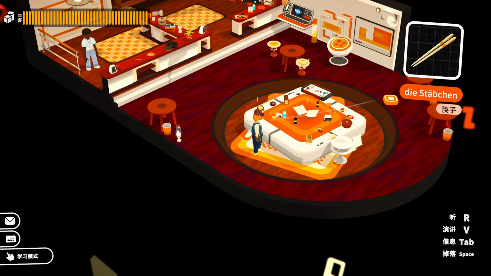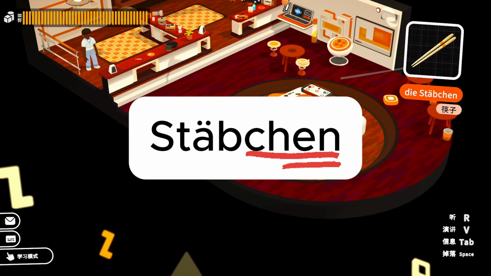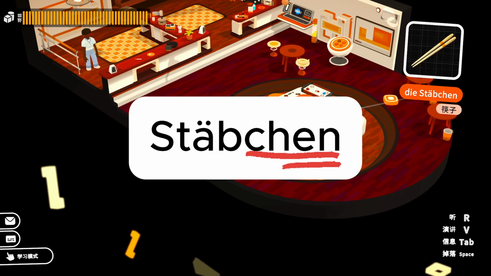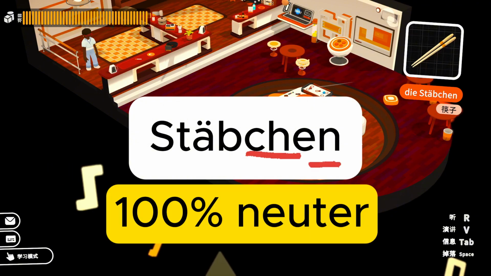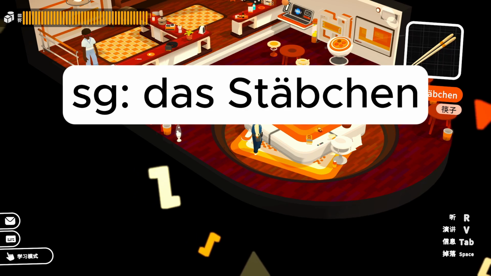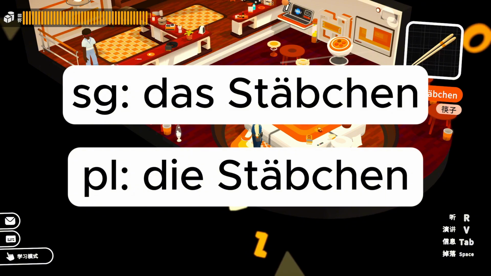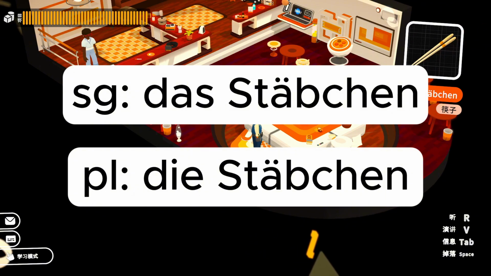Now let's talk about the second problem here. The second problem is mixing singular with plural. So Stäbchen actually has a suffix, which is chen. This suffix has a reliability of 100% to indicate gender neuter. So usually it's das Stäbchen. Why we see die Stäbchen here is because the singular form of Stäbchen and the plural form of Stäbchen are the same. And that's why we see die Stäbchen here.